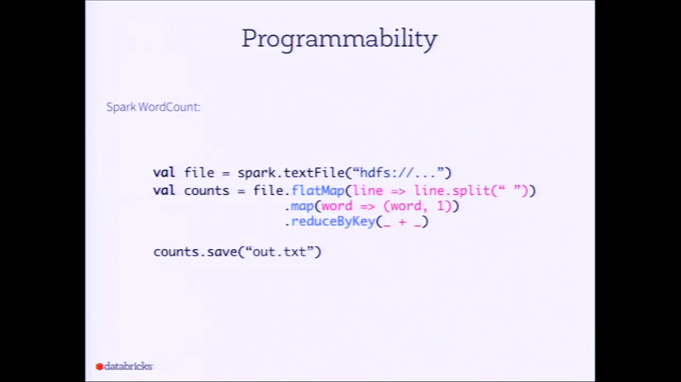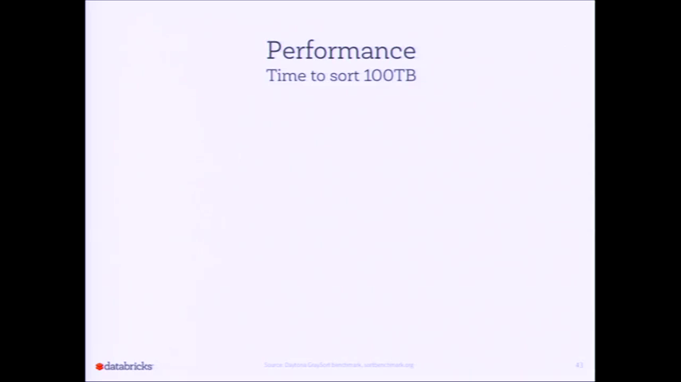And as you all have seen, this is how we run word count in Spark in about 4 or 5 lines of code. If you use Java, it's going to be slightly longer. If you use Python, it's about the same. So it's actually resulting in a substantial improvement in programmability. The second part is performance.